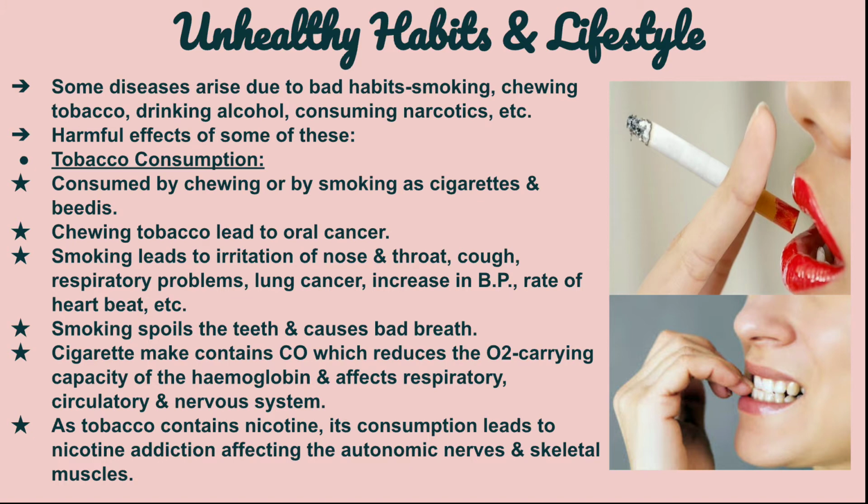Then, cigarette smoke contains what? It contains carbon monoxide, which reduces the oxygen carrying capacity of the hemoglobin and affects the respiratory, circulatory and nervous system. When it goes inside our body, it reduces the oxygen carrying capacity of the hemoglobin, which can affect respiration, circulation as well as the nervous system. Tobacco also contains nicotine, and its consumption may lead to nicotine addiction, which may affect the autonomic nerves and the skeletal muscles.